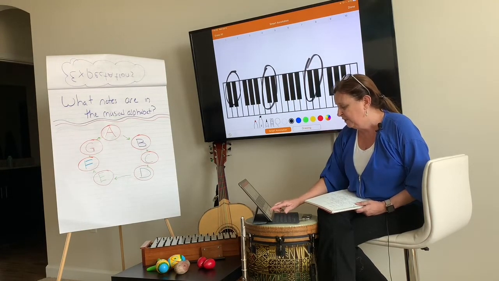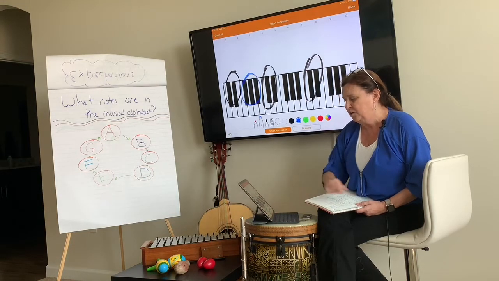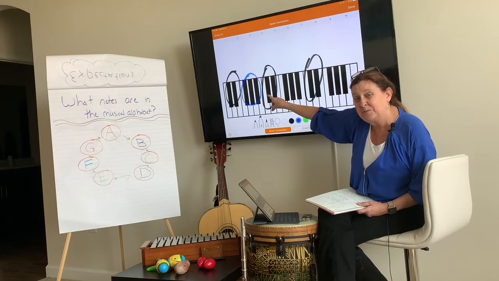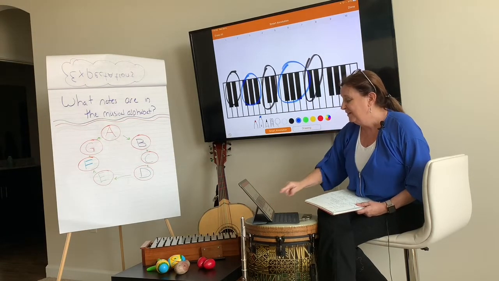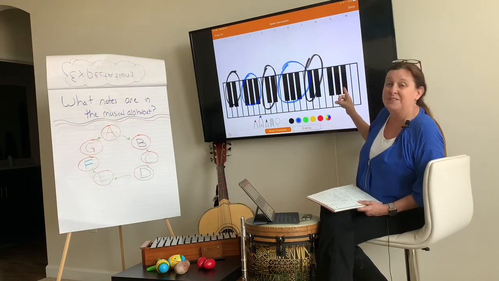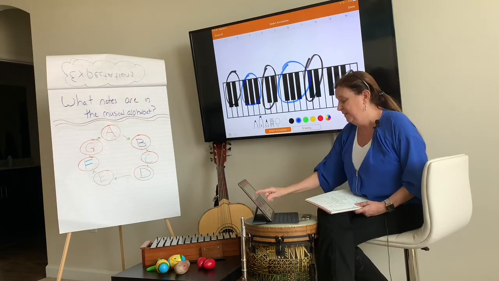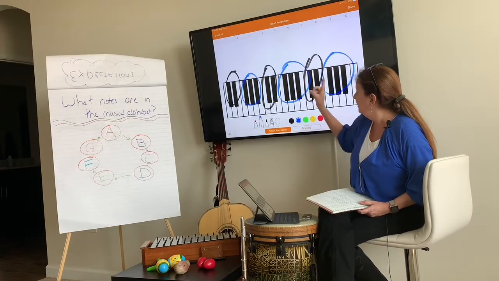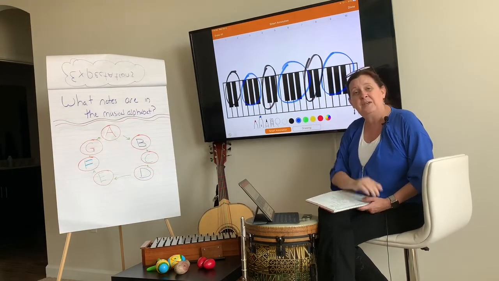Let's do it in a different color. There's a group of three. Is that a group of three? That's a group of two. There's another one. How about that one? Is that two or three? You're right, it's a three. So we have groups of two and groups of three on the piano.